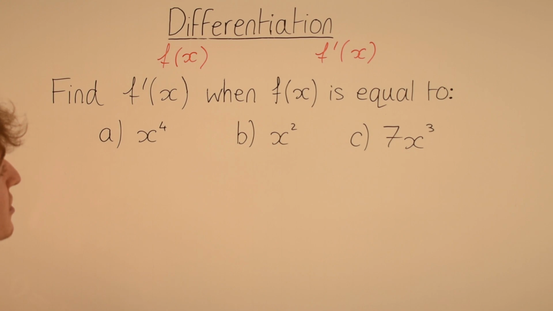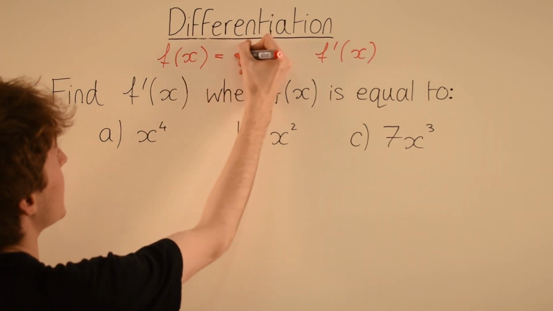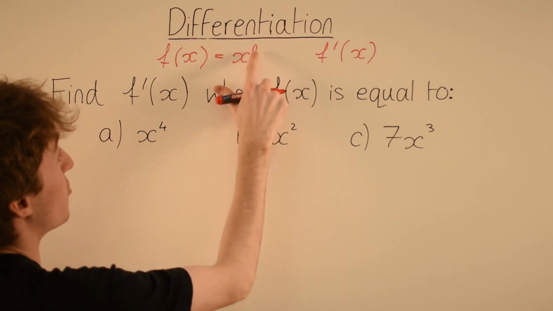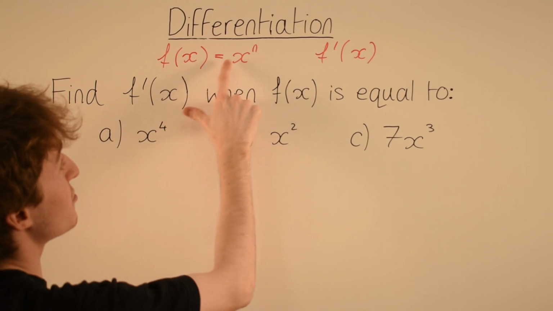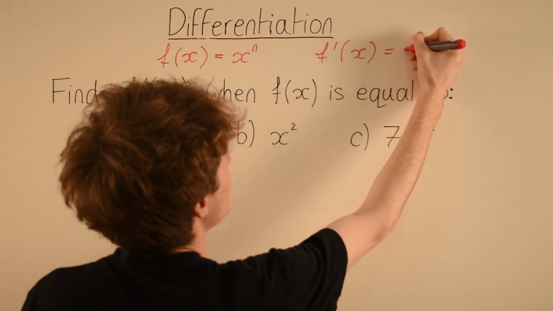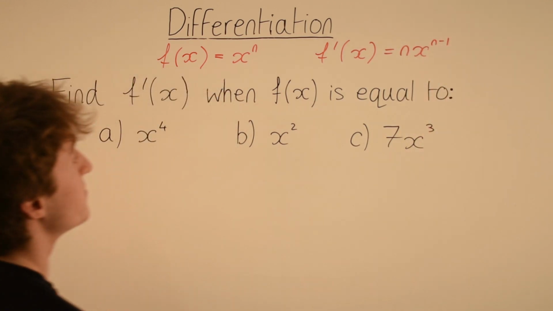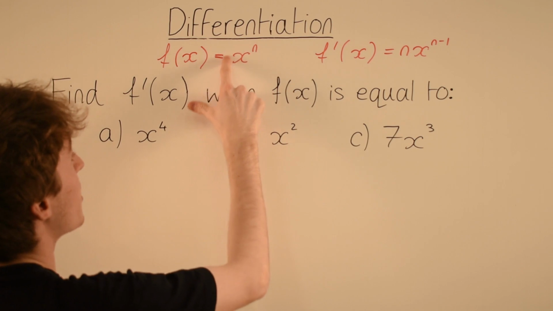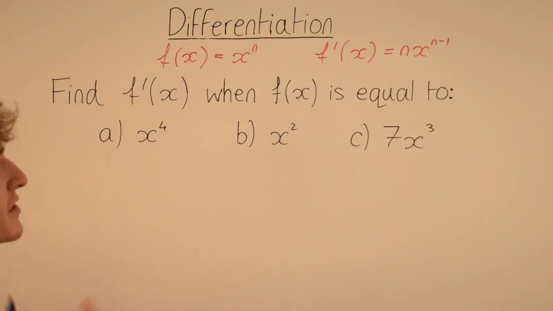In this video we're going to look at a specific case, which is when f of x takes the form x to the power of n, where n can be any number. In this case, if f of x is equal to x to the n, then its derivative f dash of x is equal to nx to the n minus 1. So we multiply by the power and then subtract 1 from the power. Okay, what does any of this actually mean?